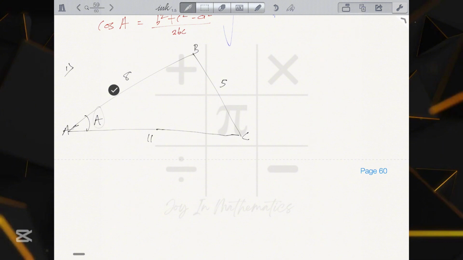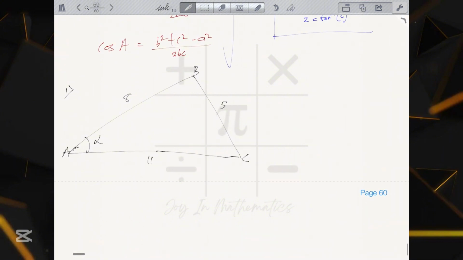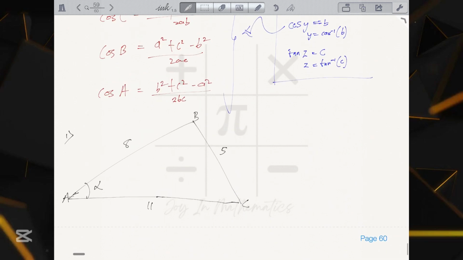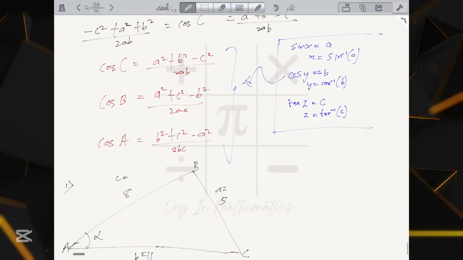So this A, let's just call it alpha. Now, this is very interesting. All we have to do is label the sides and see that A is equal to 5, B is equal to 11, and C is equal to 8. And we're looking for angle A, which is tagged as alpha. So we'll use the formula that results in cos A.